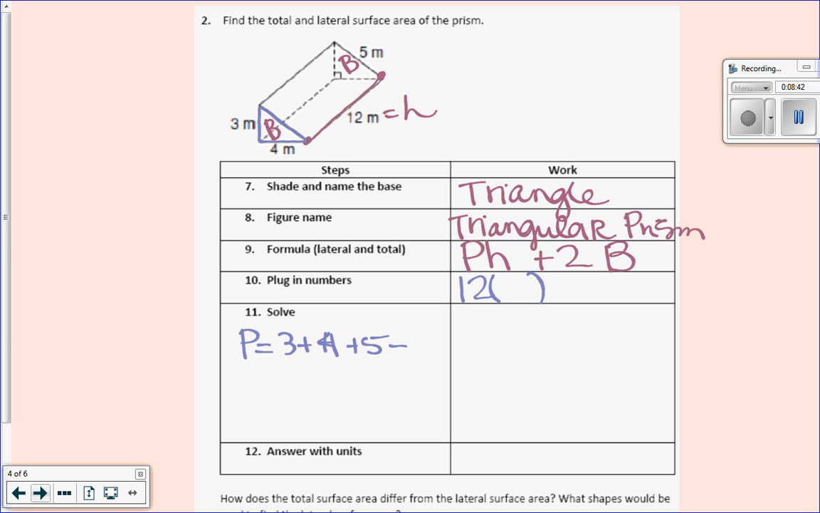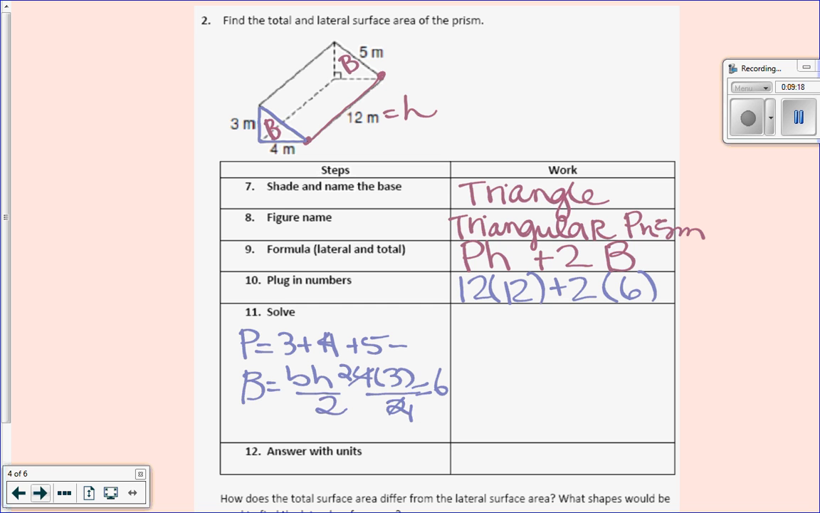And then our height is 12, plus 2 times B. Because our base is a triangle, we need to use that formula. So let's go ahead and write the formula. This is one of the most missed as a triangular prism. So the base of our triangle is 4 and our height is 3. Good. And we're going to divide it by 2. So that gives us 6, right?